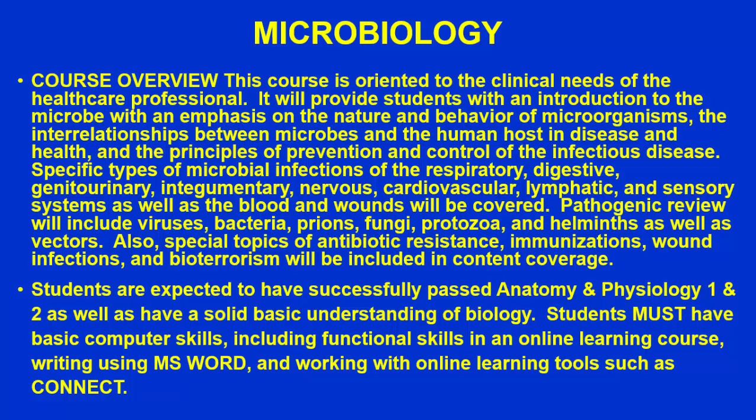The students are expected to have successfully passed Anatomy and Physiology 1 and 2, as well as having a solid basic understanding of biology. Students should have basic computer skills, including functional skills in an online learning course, writing using MS Word, and working with an online learning tool such as Connect. If they've had previous experience with Mastering A&P, they pretty much are going to be able to do the same thing. I'm going to do a review beforehand.